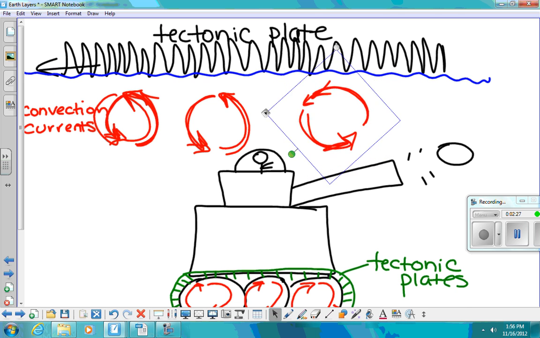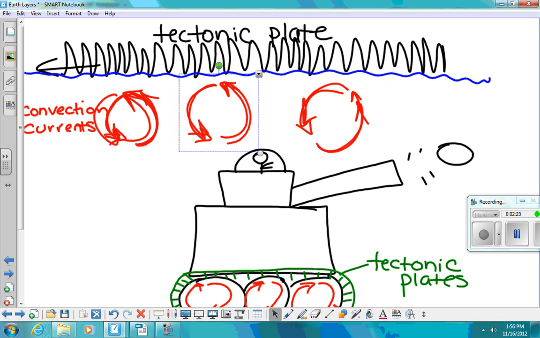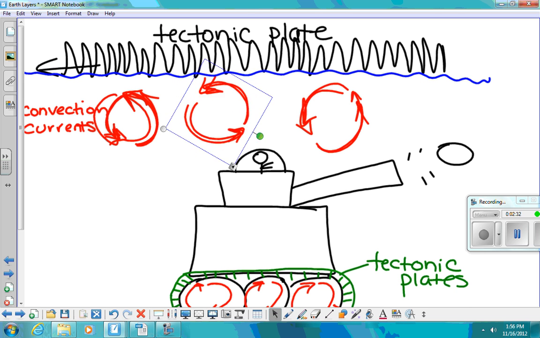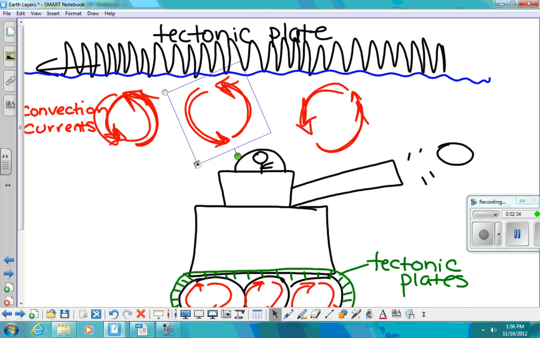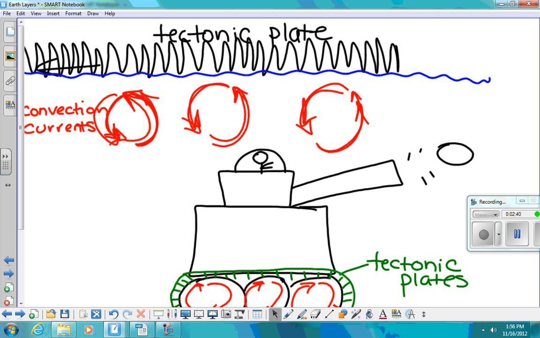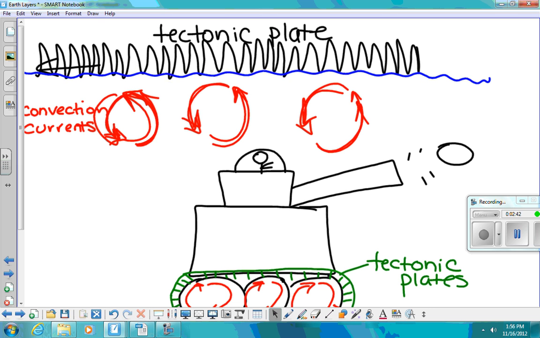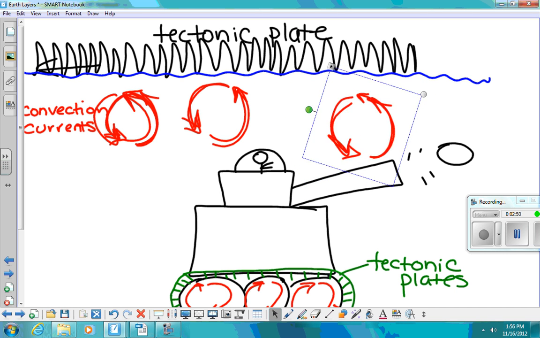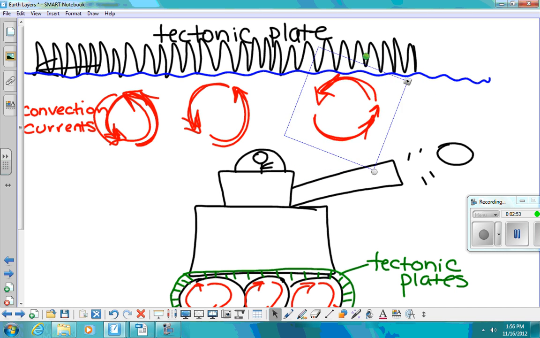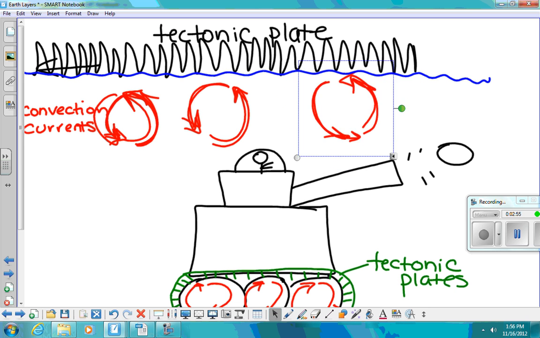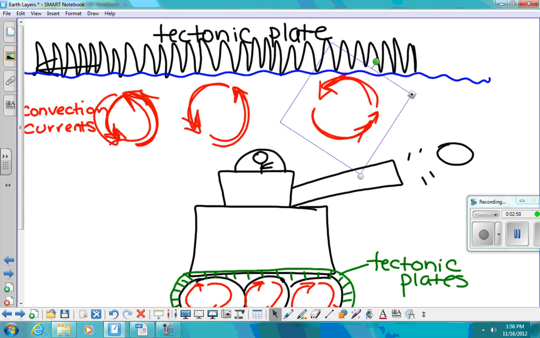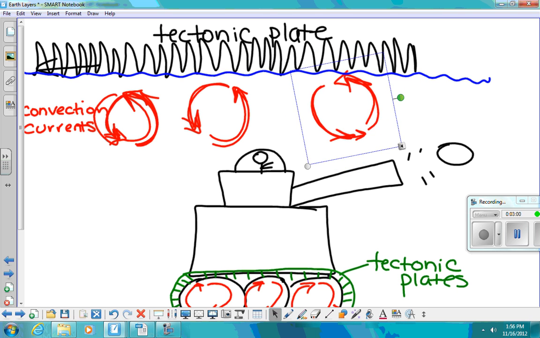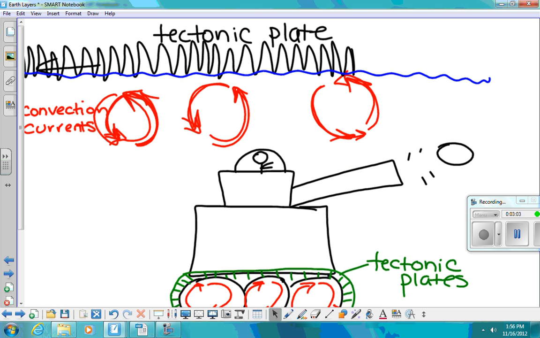As it starts to cool, it sinks. So they're all spinning. Okay? They all spin like this. As they're spinning, they're going to move the tectonic plate one way or the other. Okay? That's why our tectonic plates move. This blue line is representing our lithosphere. And right underneath our lithosphere, we have these convection currents that are spinning and turning this hot magma, rising as it's getting hotter and sinking as it's cooling. And as they're spinning, they're moving this tectonic plate.